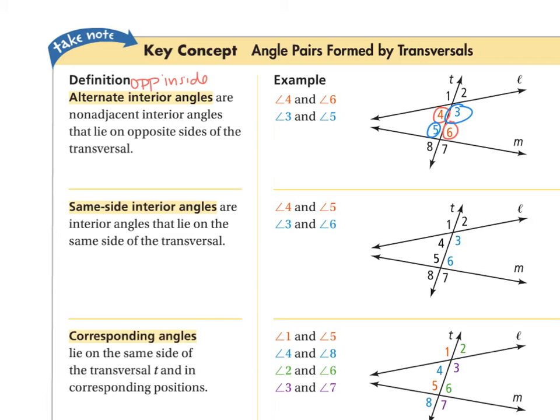Same side interior angles. So that's kind of self-explanatory. So same side interior is inside. So inside those two lines, you could do 3 and 6 or 4 and 5. Those are called same side interior angles.